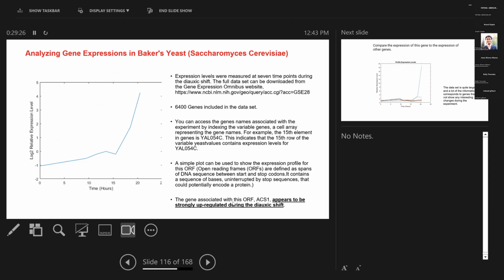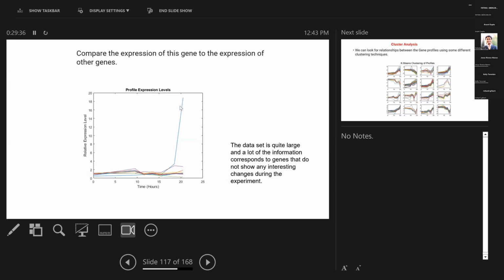And they found out that this specific gene, ACS1, appears to be strongly upregulated during the diauxic shift. And actually, they compared it with the other 6,400 genes, and the upregulation is still there.